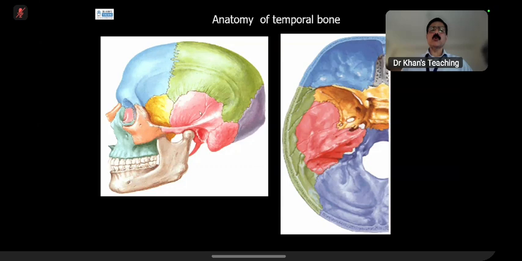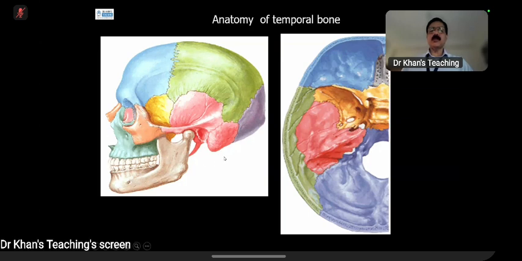And that is why it is prone to trauma, and you will develop an epidural hematoma if there is a fracture here. On the other hand, the petrous part of the temporal bone, which is our main interest, is the most complex anatomy of the human body, and which we are going to learn today. And it is a very, very thick bone. So if you see here, it is a pyramidal shape.